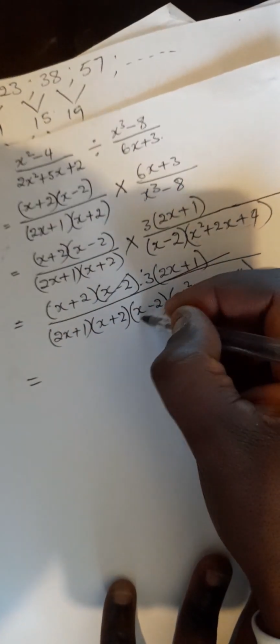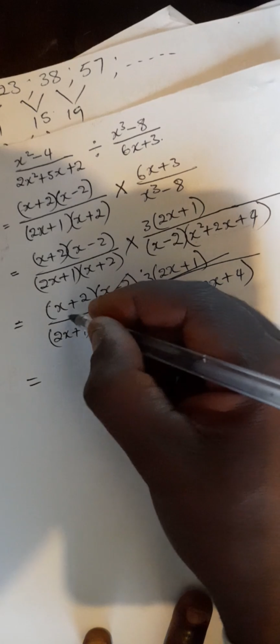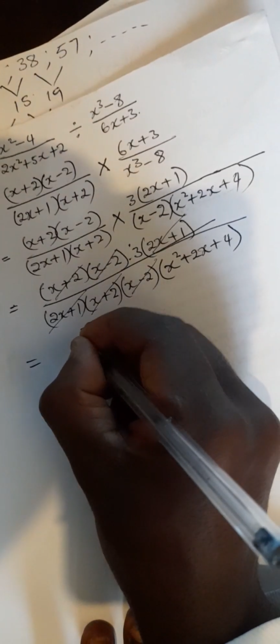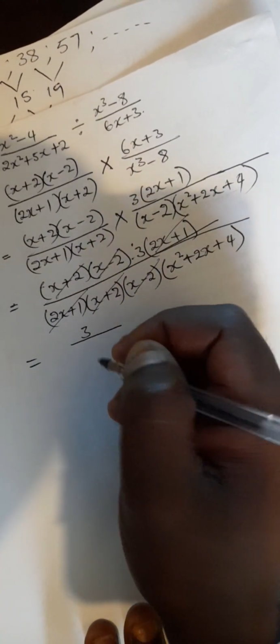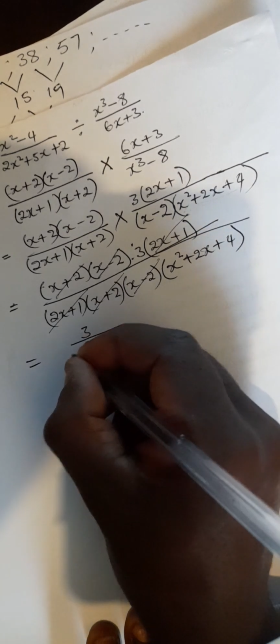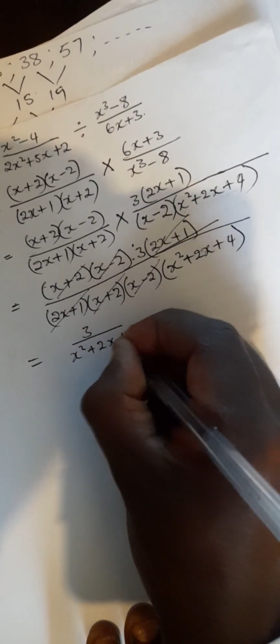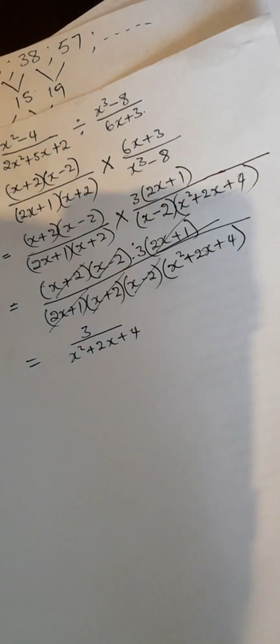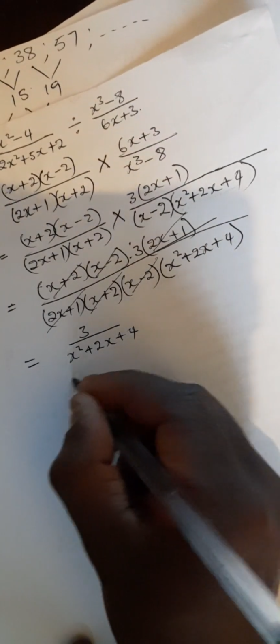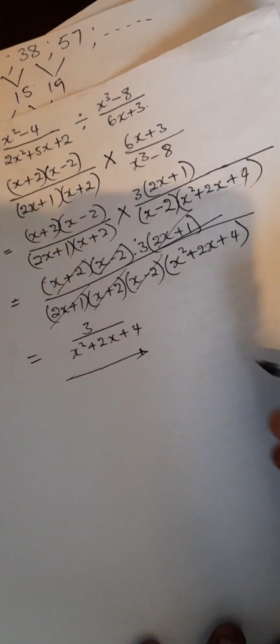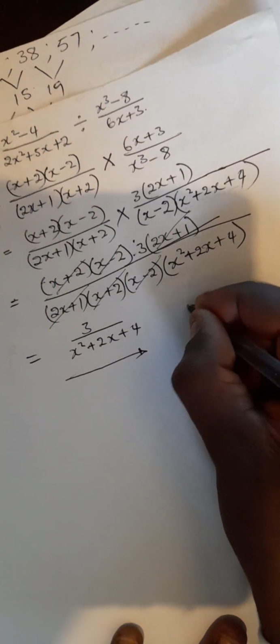x minus 2, x minus 2, x plus 2, x plus 2, 2x plus 1, 2x plus 1. So I'm left with 3 in the numerator, and in the denominator I'm left with x squared plus 2x plus 4. I'm gonna leave it as it is, and that's my answer for 5 marks.